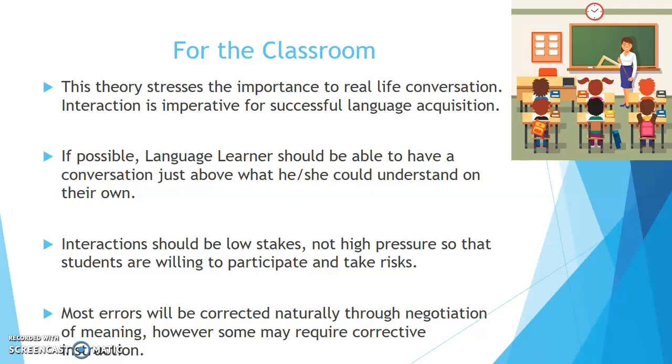One of the biggest criticisms about this theory is how do you really gauge that? Interaction should be low stakes, not high pressure, so that students are willing to participate and take risks. And most errors will be corrected naturally through negotiation of meaning. However, some may require corrective instruction.